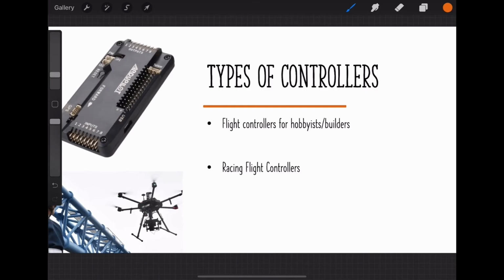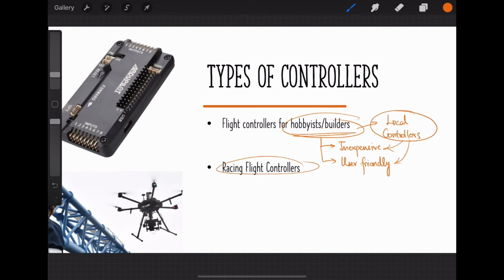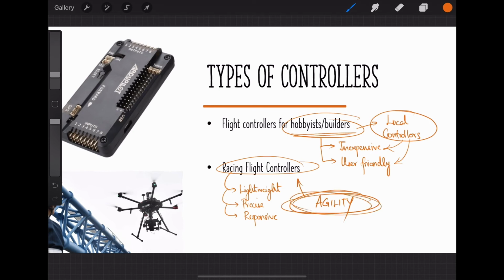Now, we'll be looking at the different types of controllers. First is the flight controller for hobbyists and builders. These are usually inexpensive and user-friendly and are used for very light activities, and these are mainly local controllers which are easily available in the market. And then we have the racing flight controllers. They are designed to be very lightweight, precise and responsive. They are mainly used in custom-built FPV drones. Agility is one of their key factors.